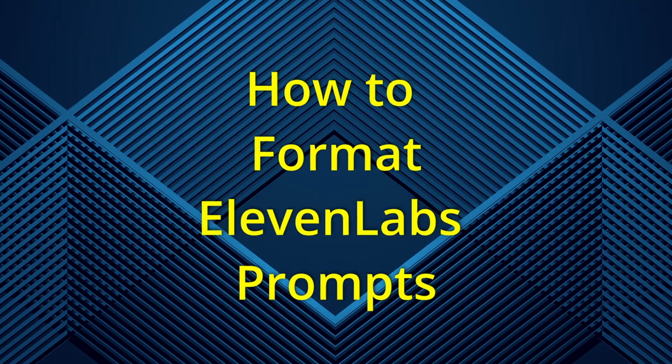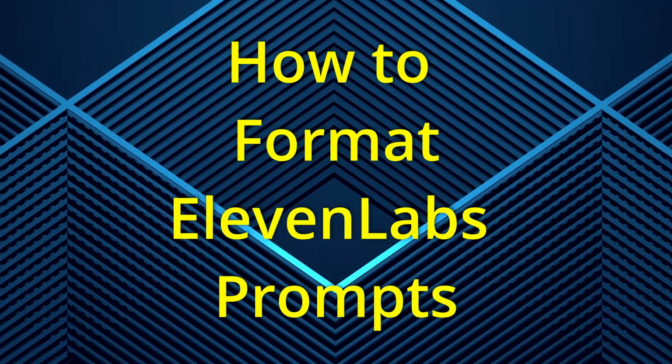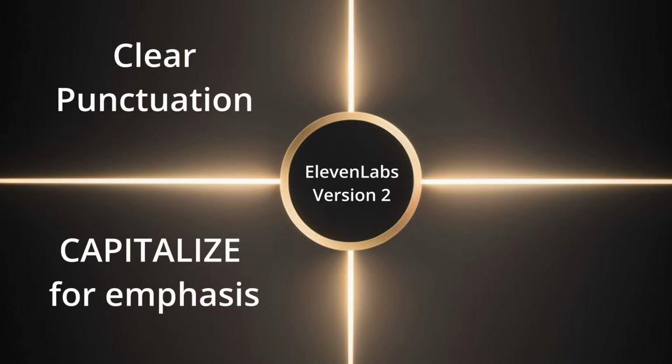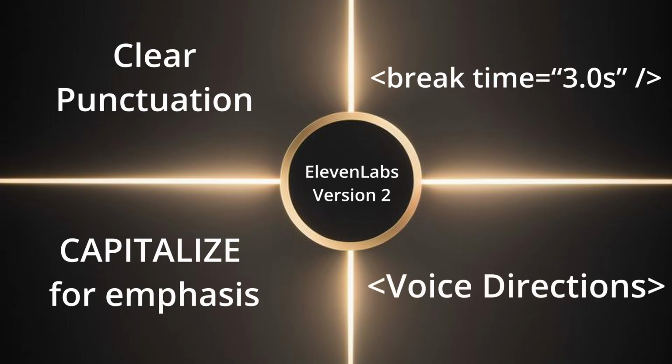Second, format your voice prompt so the AI understands the emotional context. Use clear punctuation for natural breathing and phrasing. Capitalize a word to emphasize it. Use the break time command to pause up to 3 seconds. And here's a trick. Angle brackets can help set context.